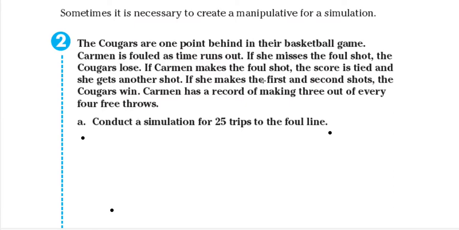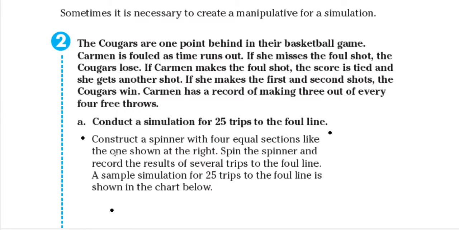Okay? So, let's find out how we can conduct a simulation for 25 trips to the foul line. Let's see. So we want to first construct a spinner with 4 equal sections like the one shown at the right, this one right here. Why are there 3 blues? These are the 3 baskets that she can make, the 3 free throws that she can make, because she can make 3 out of every 4 free throws.